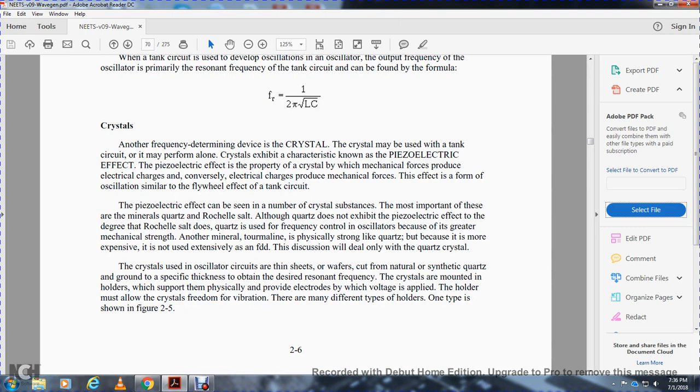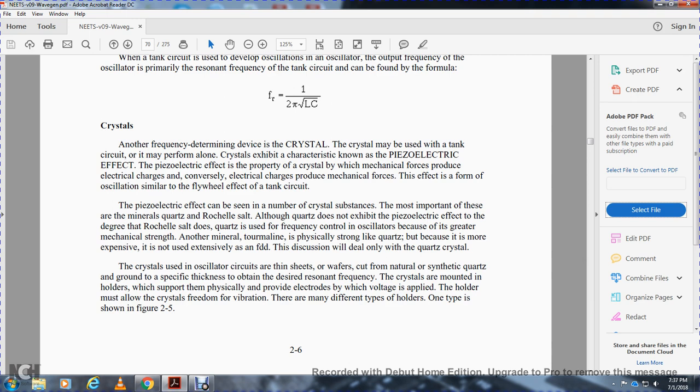The piezoelectric effect can be seen in a number of crystal substances. The most important of these are the minerals quartz and Rochelle salt. Quartz does not exhibit the piezoelectric effect to the degree that Rochelle salt does. Quartz is used for frequency control oscillators because of its greater mechanical strength. The mineral tourmaline is physically strong like quartz, but because it is more expensive, it is not used as a frequency determining device. The discussion will deal with the quartz crystal.